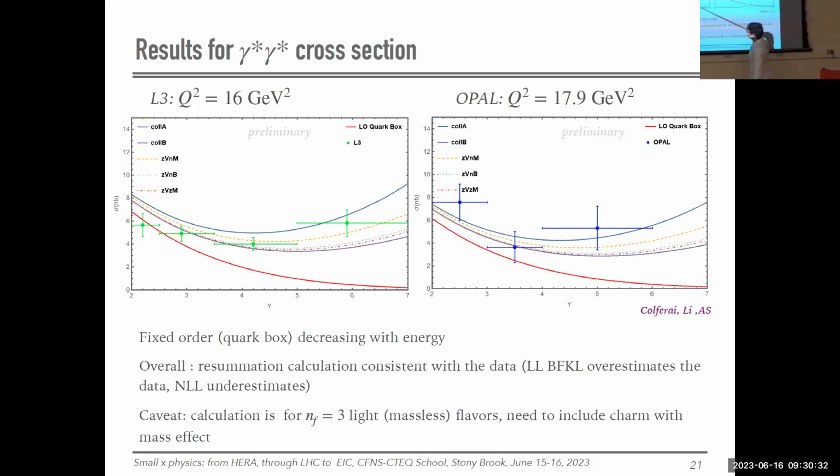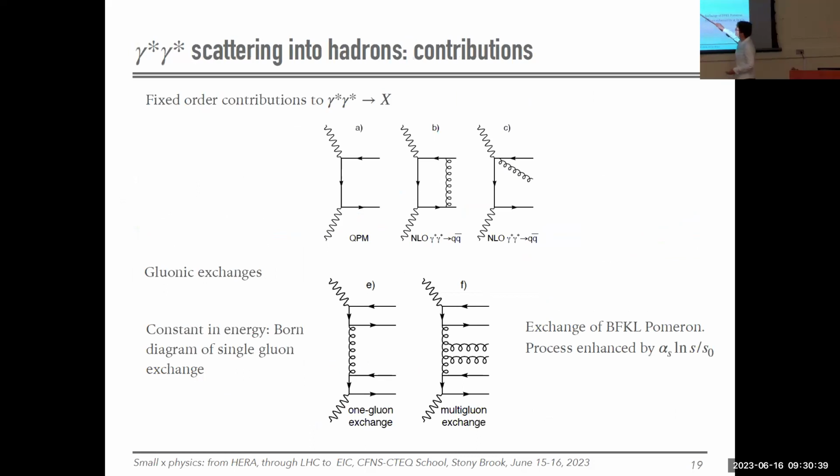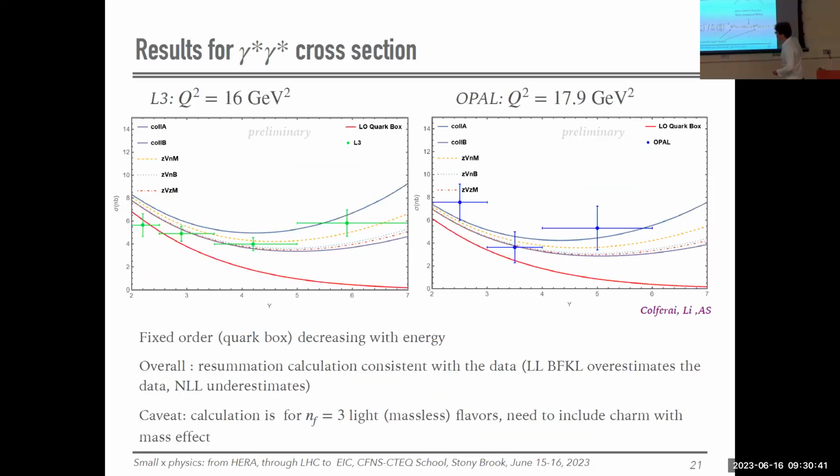And here you have different scenarios for the resummation. This line is essentially the quark box, the diagram here. You see that it goes down with the energy. And if you include BFKL, you get this flattish behavior. Now, the data are what they are, with large error bars, but it consistently seems that they are flat or even rising, and they are consistent with this resummation. So maybe even at LEP, we are starting to see this type of BFKL dynamics.